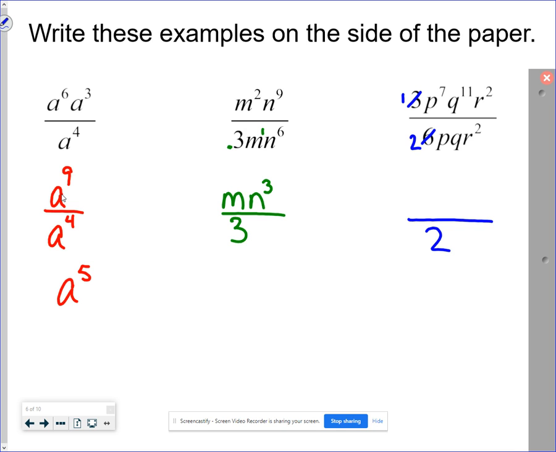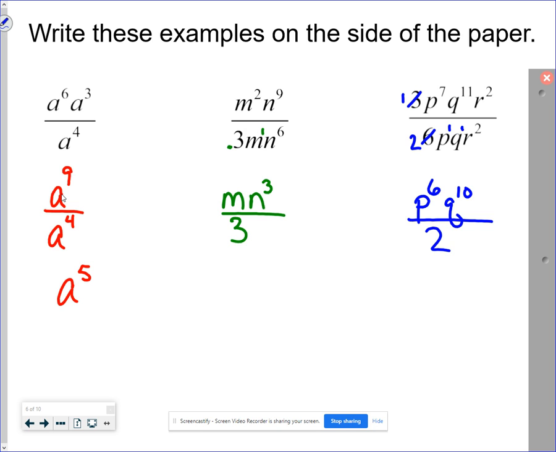When I look at the variables now, p to the 7th over p to the 1st, well, 7 minus 1 is going to be 6 of those p's left in the numerator. For the q's, I have 11 in the numerator and only 1 in the denominator. So for the q's, I'm going to have 10 left in the numerator.